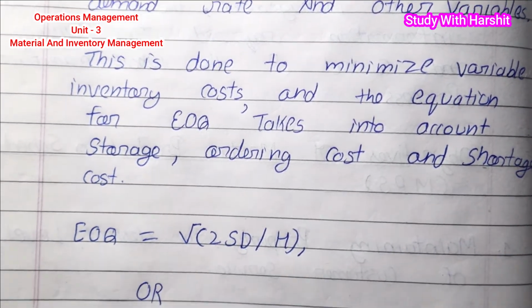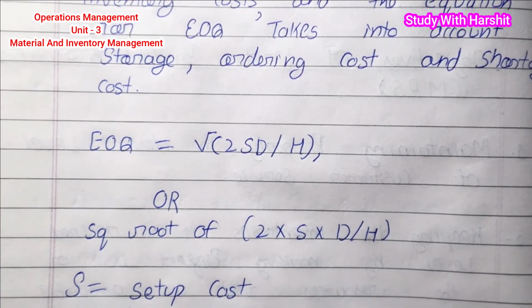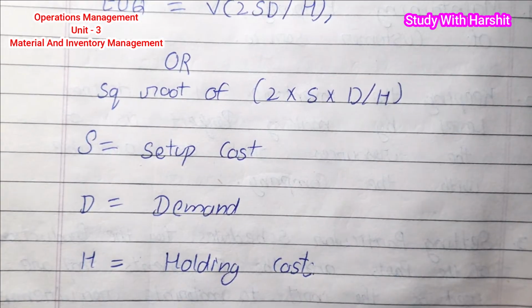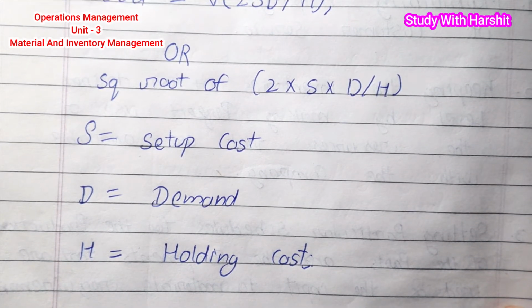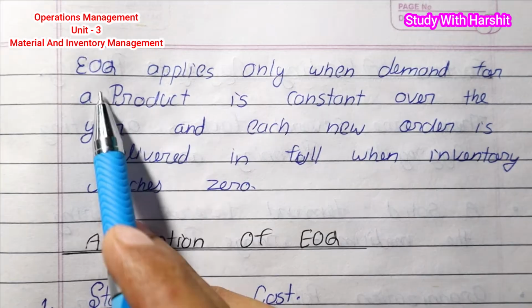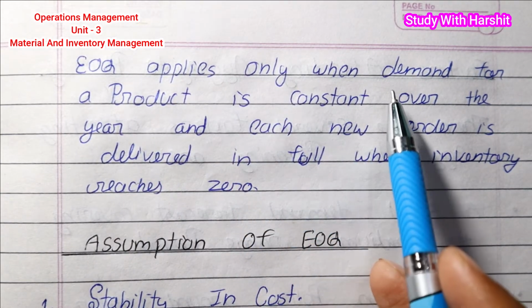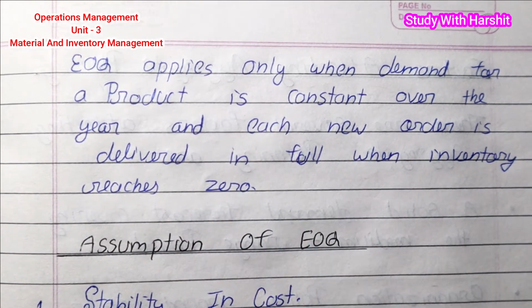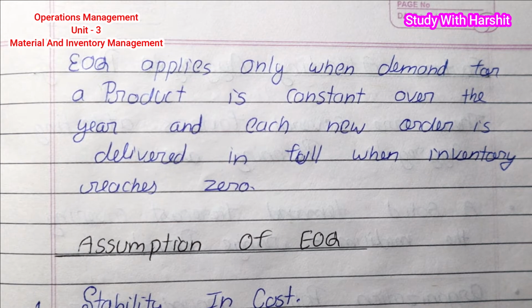Here is the formula to calculate EOQ. S stands for setup cost, D stands for demand and H stands for holding cost. EOQ applies only when demand for a product is constant over the year and each new order is delivered in full when inventory reaches zero.